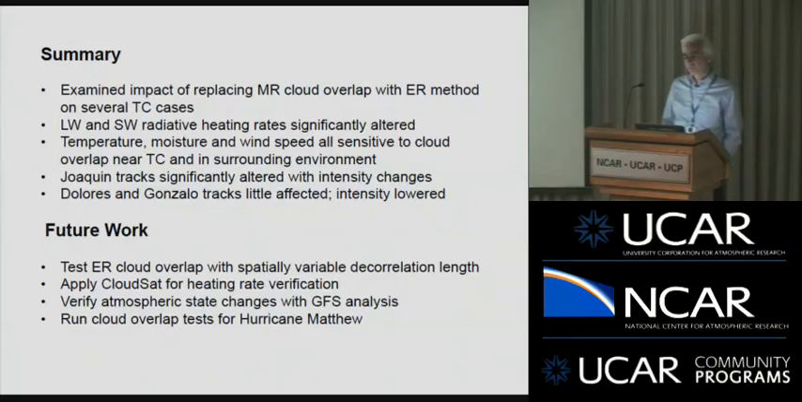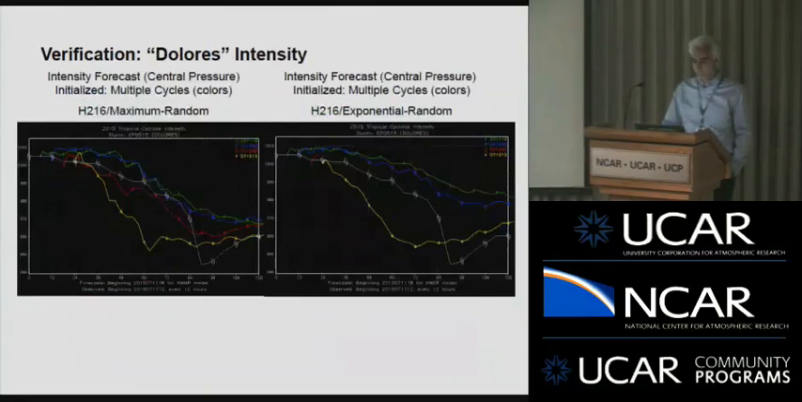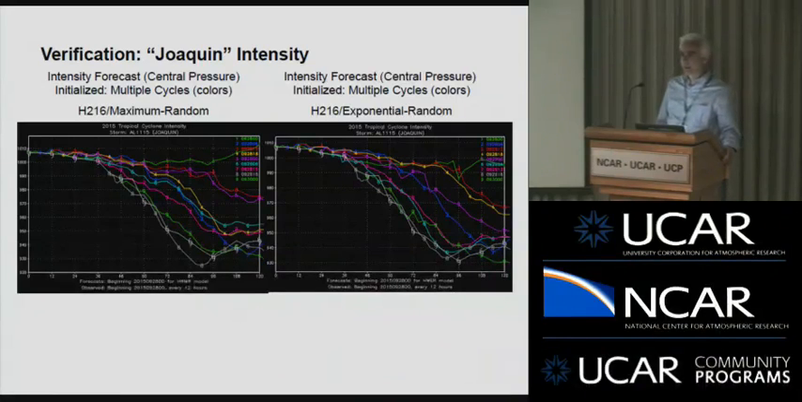So when looking at the cloud overlap methods and the intensity forecast in the different cycles, how do they compare to, I guess, the original HWRF forecasts for those cycles? That I do not have here. So I can't answer that. I didn't look at last year's model you're talking about.